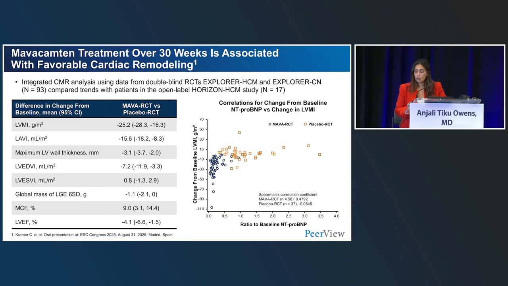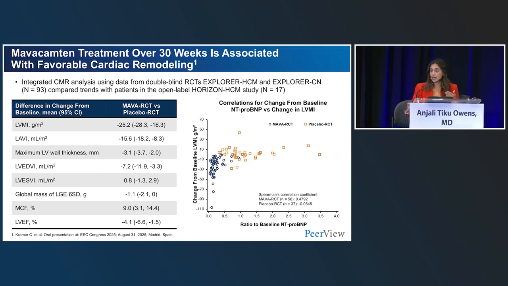So let's look at remodeling. This is really important because we know from data from mavacamten that yes, absolutely, gradients are going to come down. Patients are going to improve in functional class, in objective exercise tolerance, in their patient-reported outcomes. But what's going to happen to their heart over time? Are we going to be able to change the trajectory of disease and modify disease in the long run?